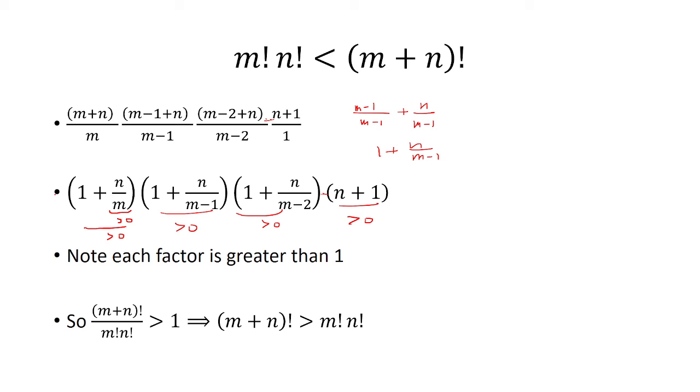So what we did was we considered this fraction, m plus n factorial over m factorial times n factorial. We said this has to be greater than 1. And so when I multiply both sides by m factorial times n factorial, I find that m plus n factorial is greater than m factorial times n factorial. Note that this is just in reverse. I can rewrite this as m factorial times n factorial is less than m plus n factorial. And so this concludes the proof.